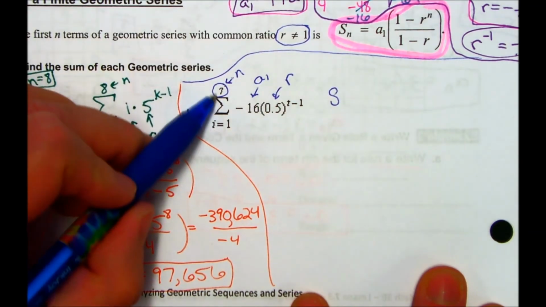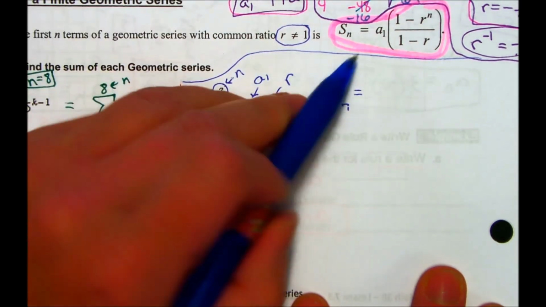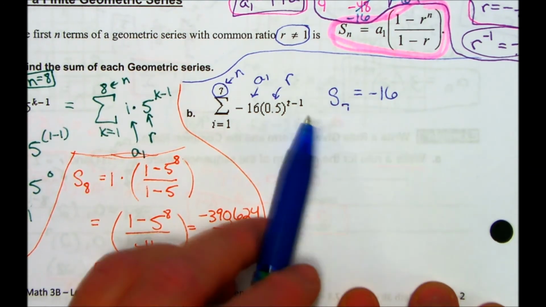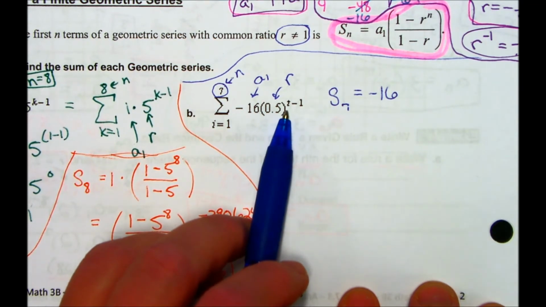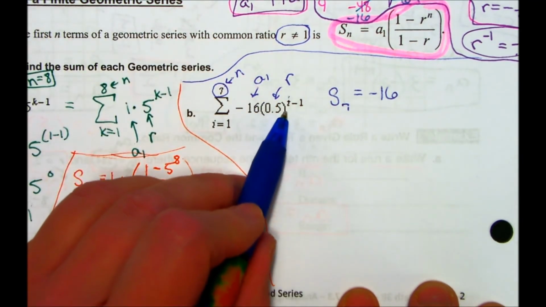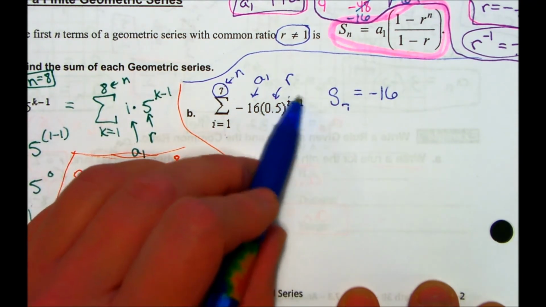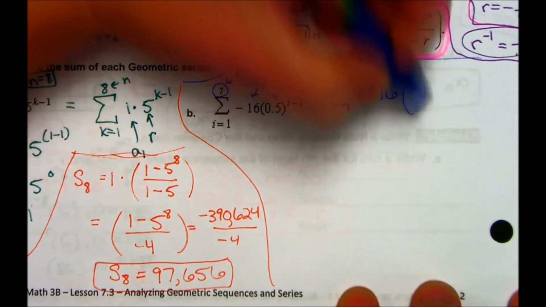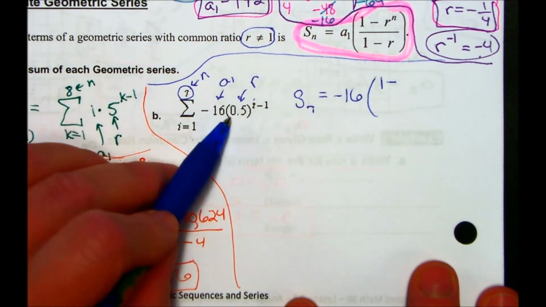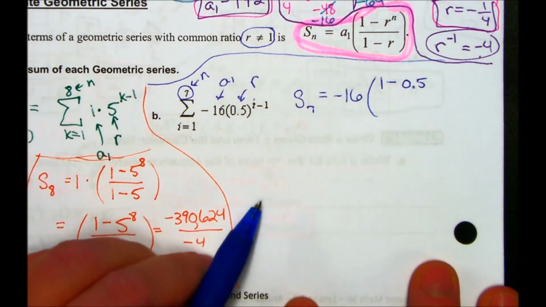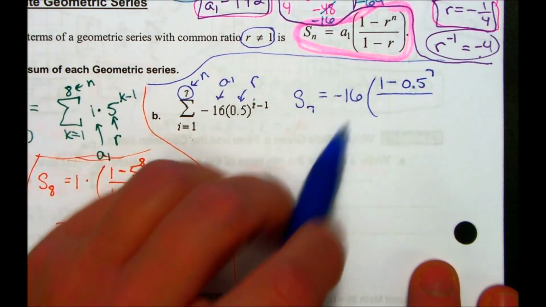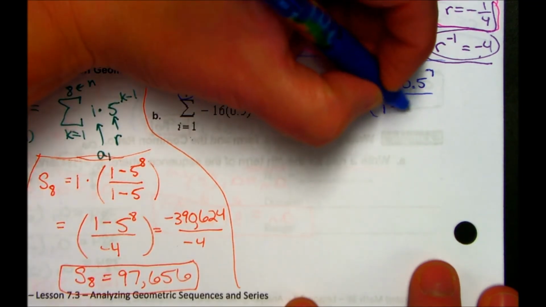So the sum of the first 7 terms is going to equal the first term, which was negative 16. And if you're not confident that is the first term, just put 1 in for i. So i, which is 1, if we substitute 1, 1 minus 1 would be 0. Anything to the 0 power is equal to 1 times the negative 16 is going to equal negative 16. Now we have to plug it into the rest of this formula. So 1 minus, our r is the 0.5, to the nth power, which is 7, divided by 1 minus r, which is again 0.5.